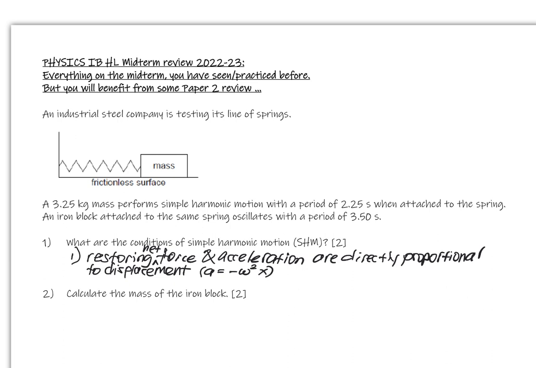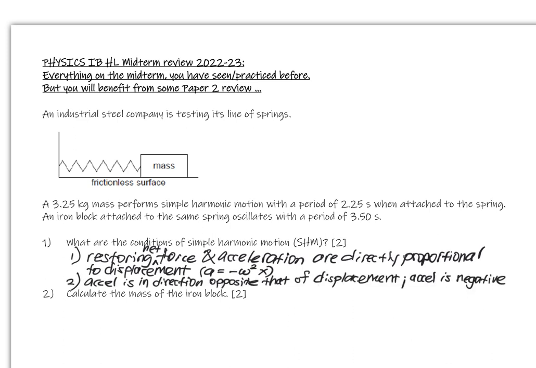The formula for that is acceleration is negative omega squared x, where omega squared is a constant. But what about that negative? Well, that's the second condition for SHM. The acceleration is in the direction opposite that of displacement. So that's why acceleration is negative so long as the displacement is positive. But if the displacement were negative, then acceleration would be negative negative, which would be positive, but it's always opposite that of displacement. It's restorative. It brings the object back towards the equilibrium position.